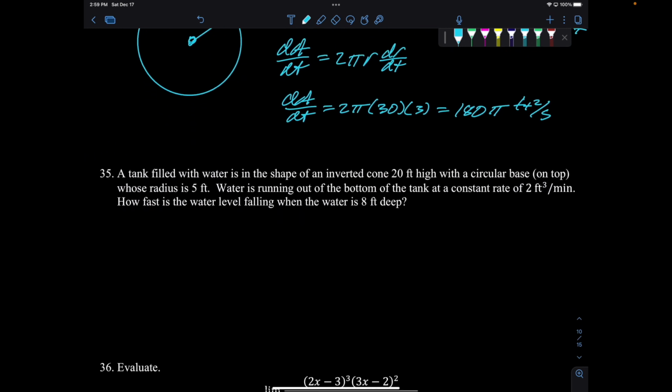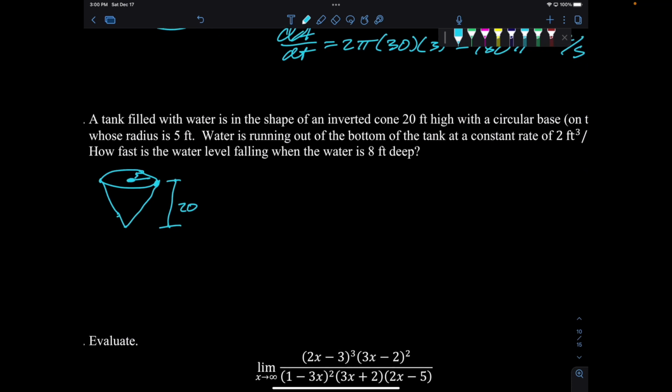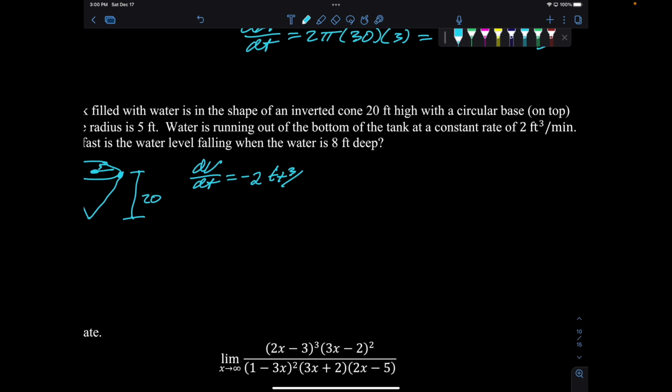Let's take a look at this next question. A tank filled with water is in the shape of an inverted cone. So inverted cones are like ice cream cones. Like that, I guess. 20 feet high, so this will be 20, with the circular base on top, whose radius is 5. So this will be 5. Water is running out of the bottom of the tank at a constant rate of 2 cubic feet per minute. So that's the rate of change of volume, so dV/dt. And it's running out, so we'll say negative 2 feet cubed per minute.